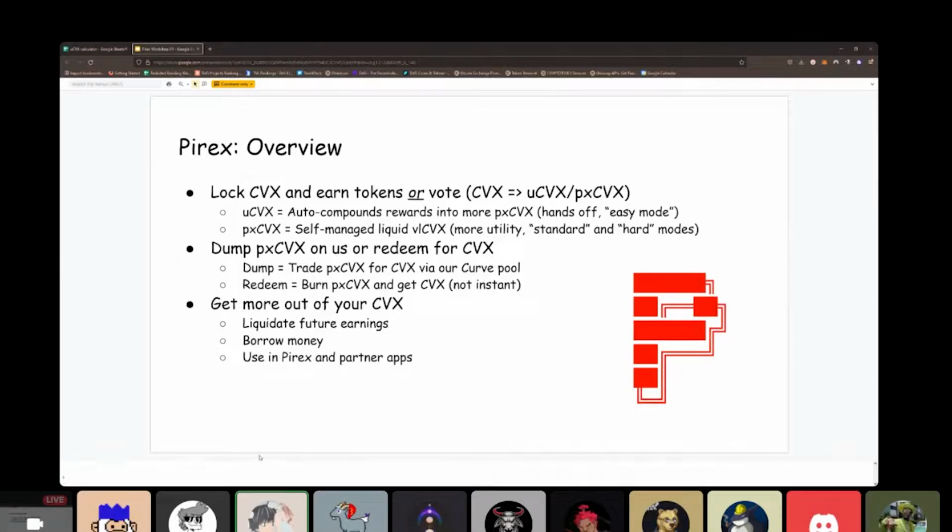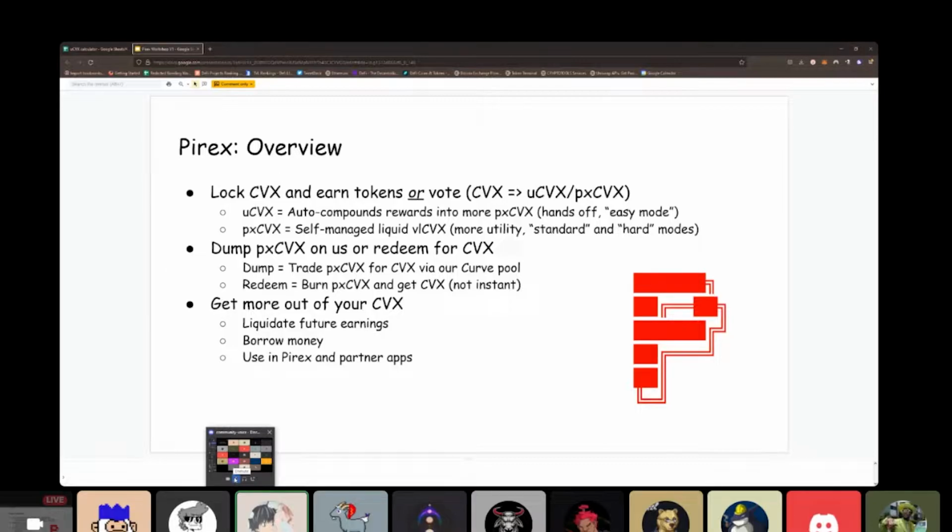But in addition to being able to sell your PXCVX and get back CVX from the Curve pool, you're also able to redeem it directly from our protocol. So as I mentioned earlier, each PXCVX that we mint is backed by 1 CVX, because we want to enable that redemption to be possible. So yeah, you could either sell your PXCVX and get back CVX instantly, or you could get the actual underlying asset.